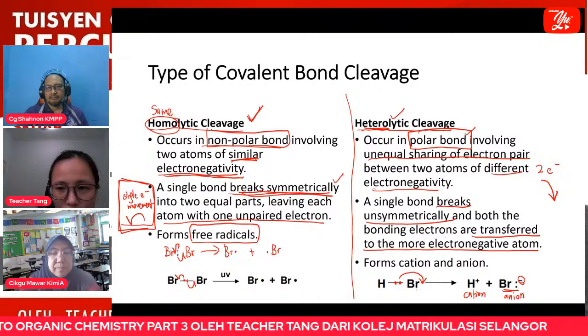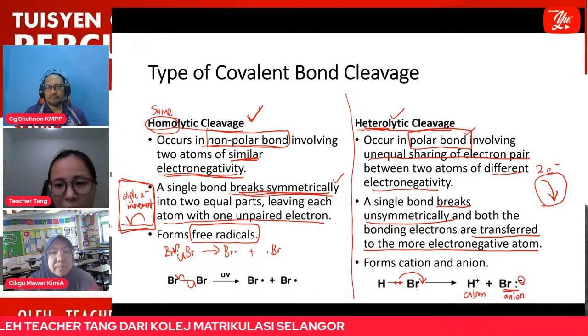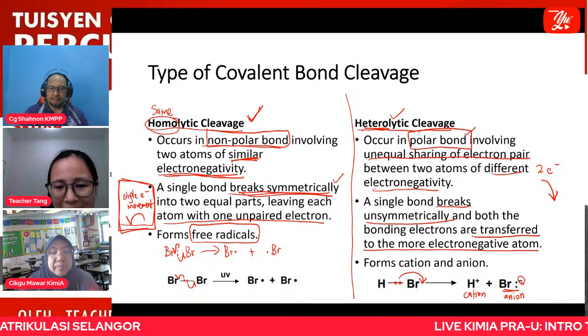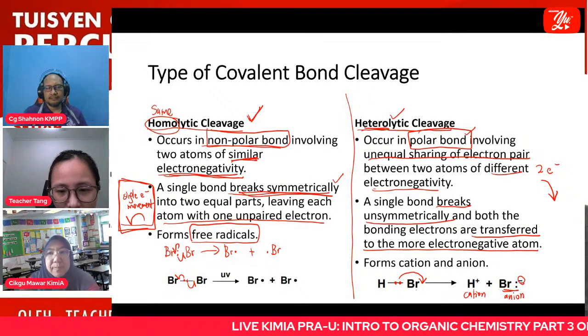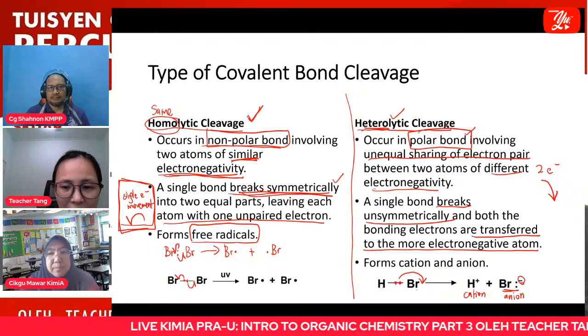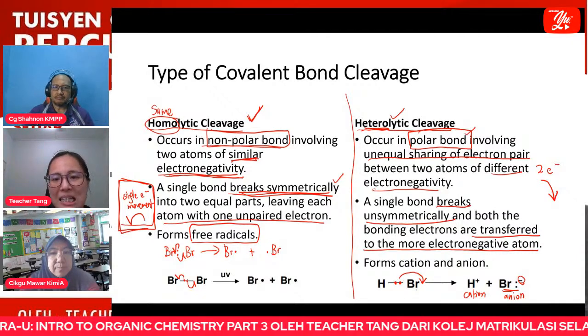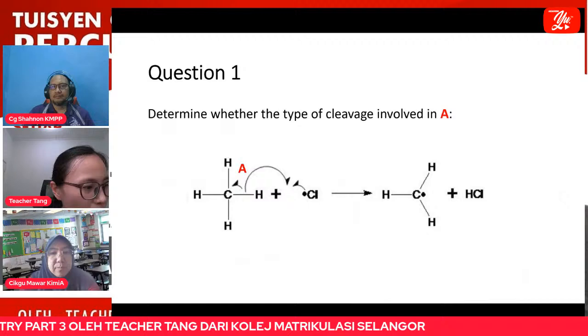Okay, therefore we use a full-headed arrow to represent the movement of the shared pair of electrons. Both go to the atom that is more electronegative, and the more electronegative atom will become the anion, and the less electronegative atom will become the cation. So that is heterolytic cleavage. Now we move on to question number 1.